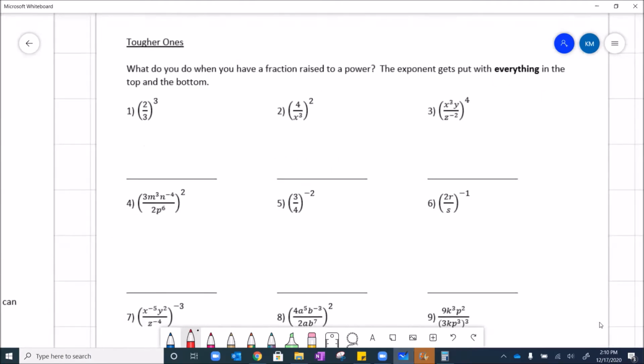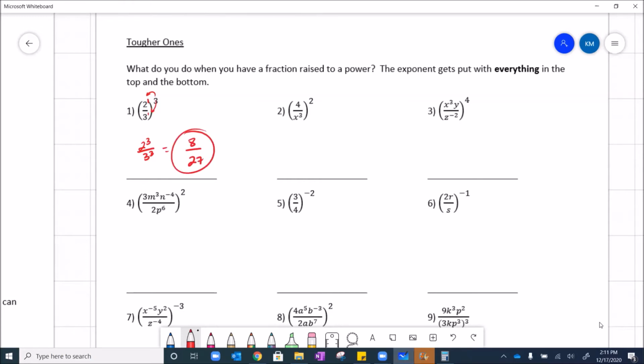Here's a few tougher ones. What do you do when you have a fraction raised to a power? The exponent gets put with everything in the numerator and the denominator. Remember that every number has an exponent, and so when we have this 3, we distribute it inside the parentheses just like we did when we raised a power to a power. So we have 2 to the 3rd power over 3 to the 3rd power, which gives us 8 over 27.